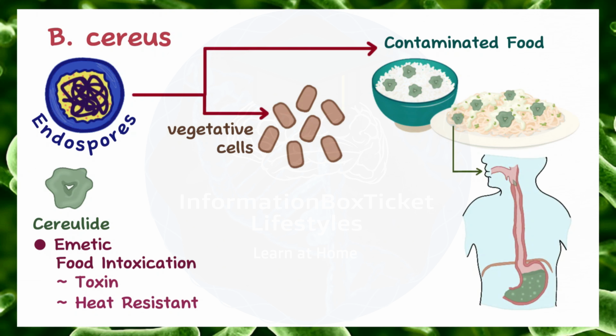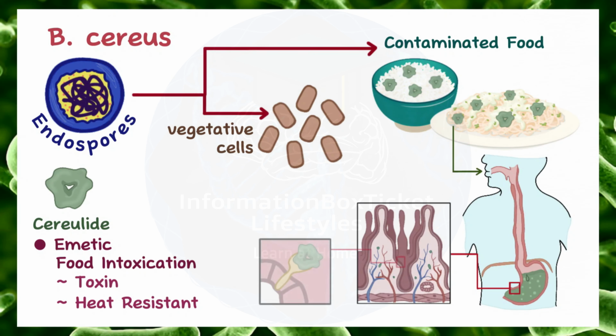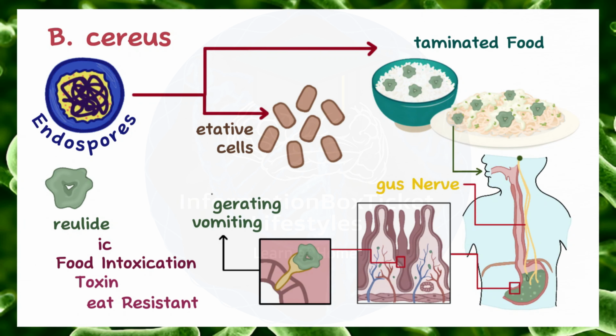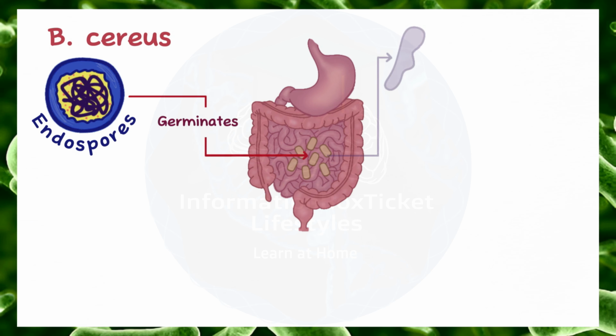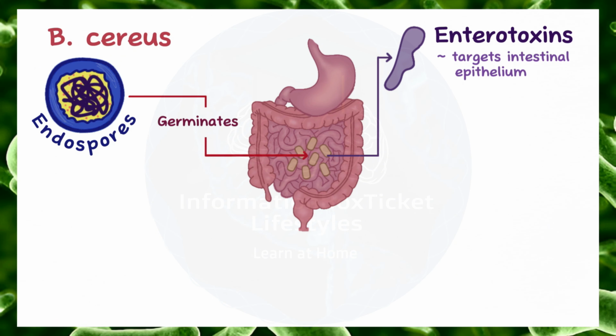If someone consumes cereulide-contaminated food, the toxin binds to gastrointestinal mucosal chemoreceptors, excessively stimulating the vagus nerve, which triggers an exaggerated vomiting reflex. In addition to cereulide production, the endospores themselves can reach the small intestine, where they germinate into their vegetative form. Once there, they produce other toxins known as enterotoxins, which target the intestinal epithelium.